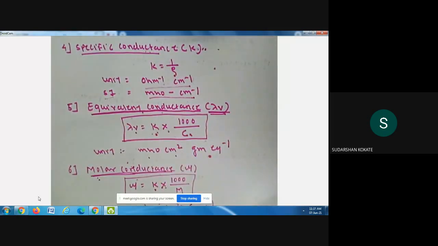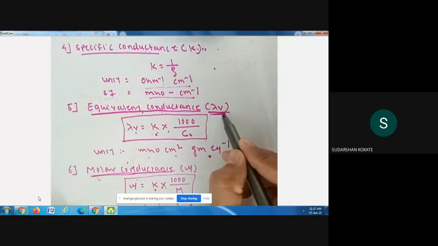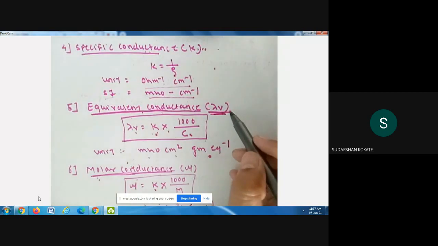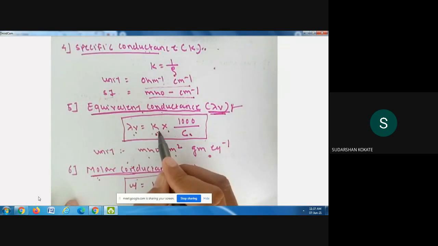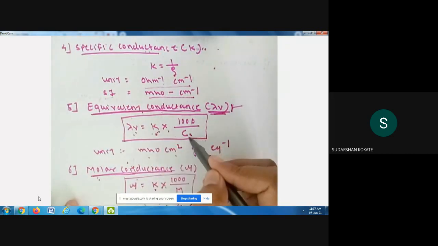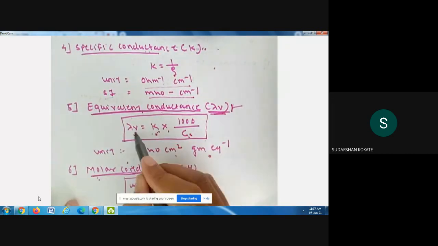Then equivalence conductance, which is denoted by lambda V. You remember this one. It is the conductance of a solution containing 1 gram equivalent of electrolyte when placed between two large electrodes 1 centimeter apart. It is known as your equivalence conductance. So lambda V equals K into 1000 divided by C, right?